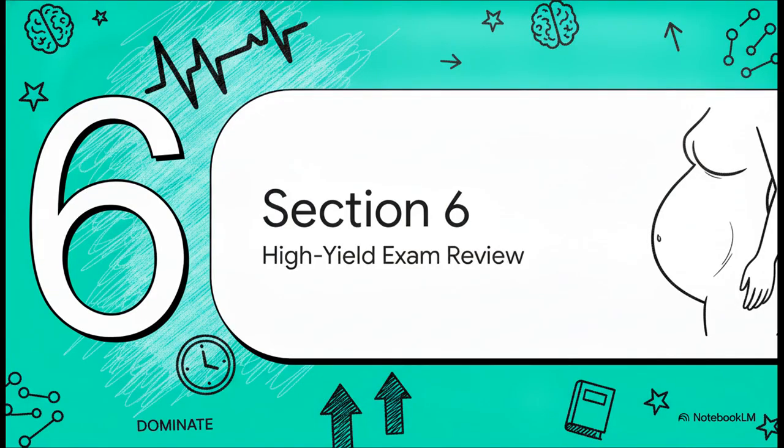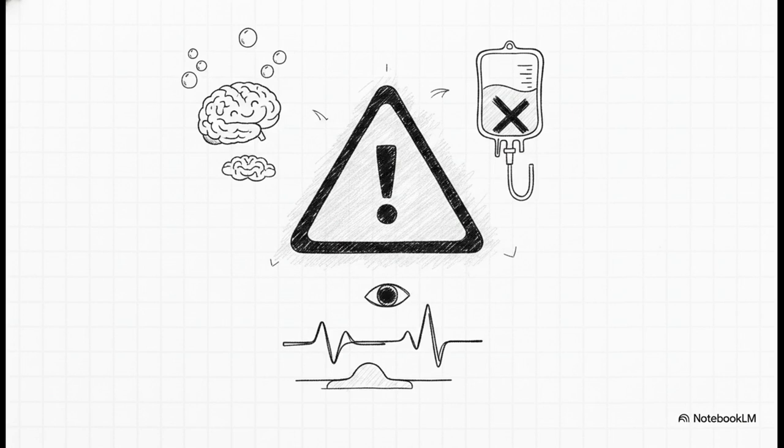All right, let's bring it all together in Section 6, High-Yield Exam Review. First things first, avoid these classic student traps. Never ever mix up your early and late decelerations. Remember, early is just harmless head compression, while late means dangerous placental insufficiency. Also, do not forget that stopping oxytocin is your absolute top priority if that uterus is contracting way too frequently. And write this down, moderate variability is always a sign of a happy, oxygenated brain.